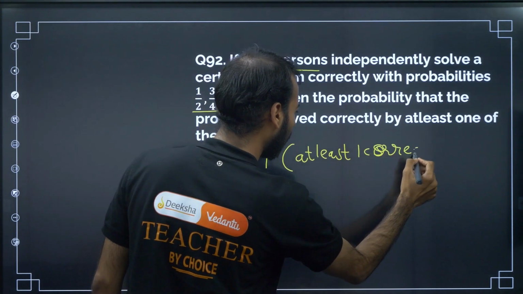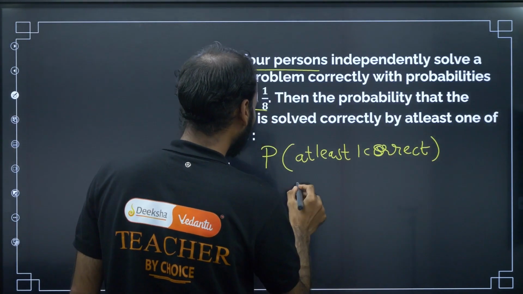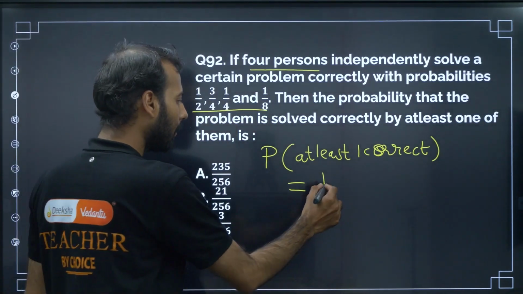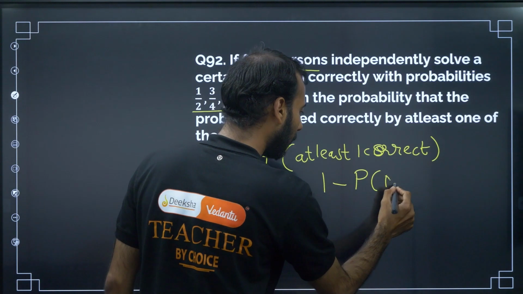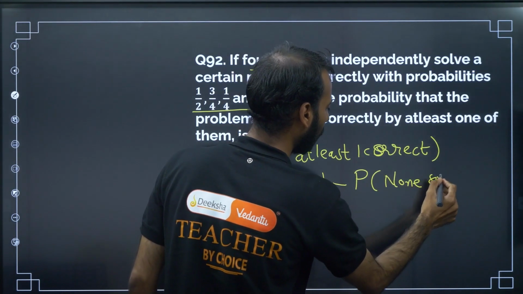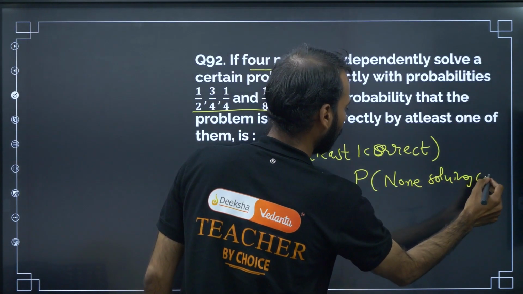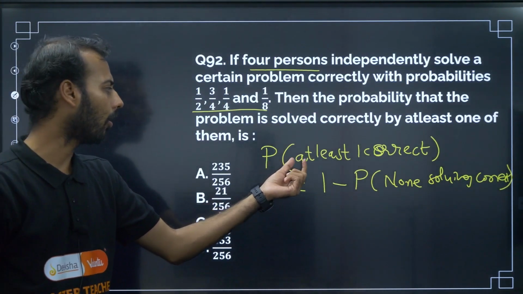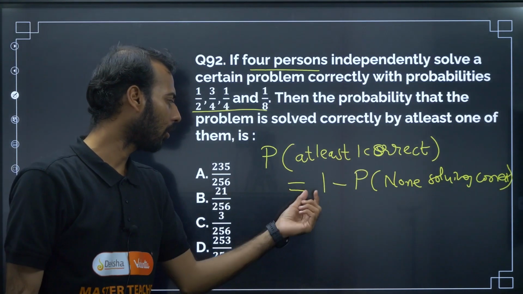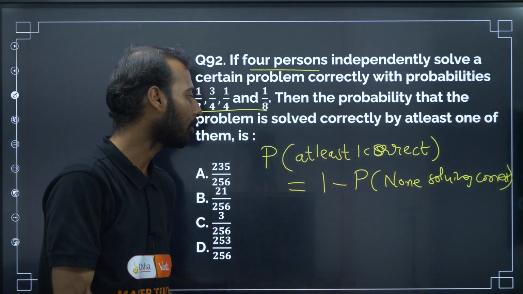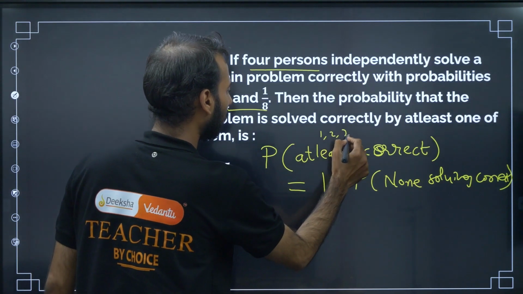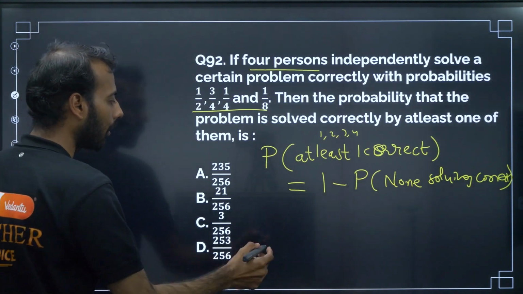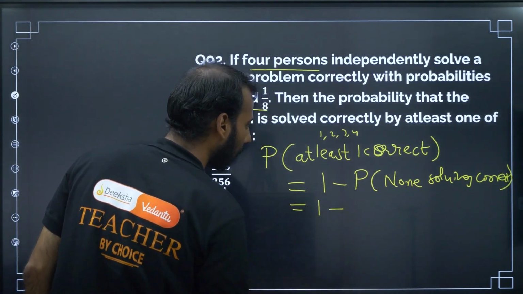So for at least one correct, can I say this as total probability? Total probability is 1 minus the probability of none solving correctly. This equation I think everyone might have understood. Probability of at least one correct is equal to 1 minus probability of none correct. At least one correct means 1, 2, 3, 4, so this total minus 0. 0 means probability of none solving correctly. So for this I am writing probability of none solving.